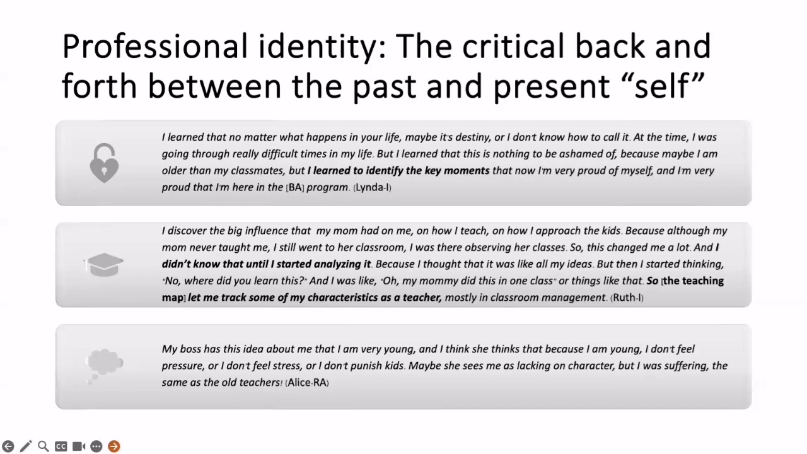So apparently, in the eyes of her boss, Alice's young age was a synonym for being more relaxed, with no problems, adapting to new challenges. The image of being young became a concern to participants. They felt that age was a factor for which their pedagogical practices were being questioned.